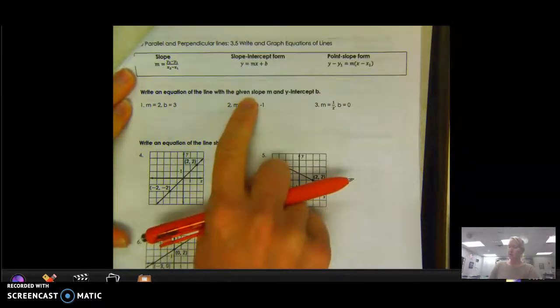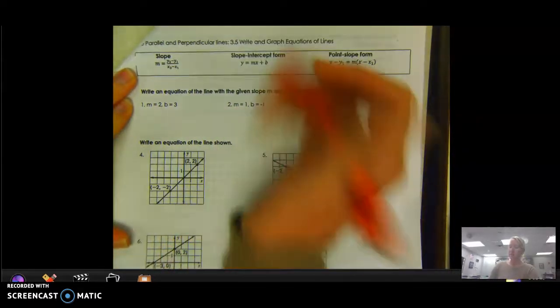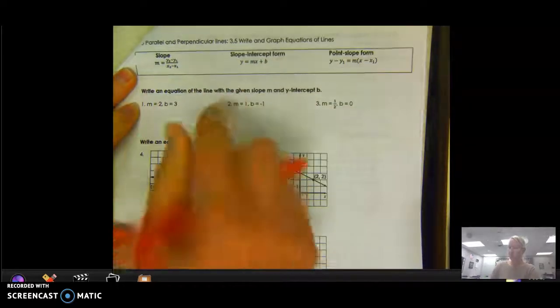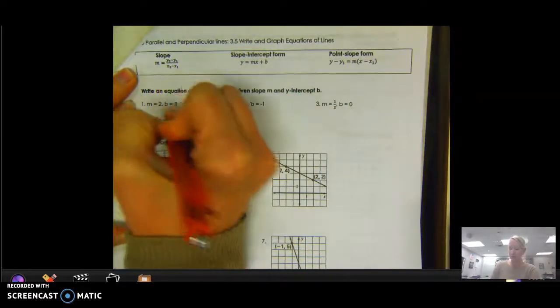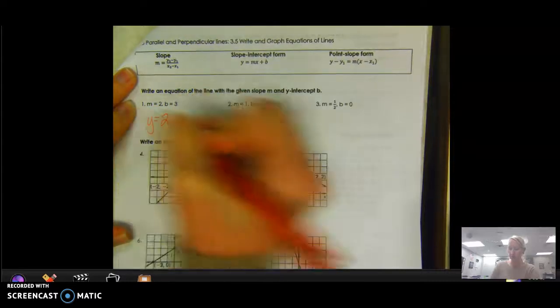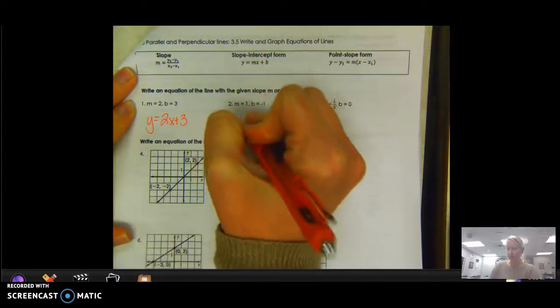Okay, so writing an equation with the given slope m and y-intercept b, we're going to write it into slope-intercept form. So all we do is take out the m and the b and put in the number. So that one would just be y equals 2x plus 3. Same thing here, y equals x minus 1.